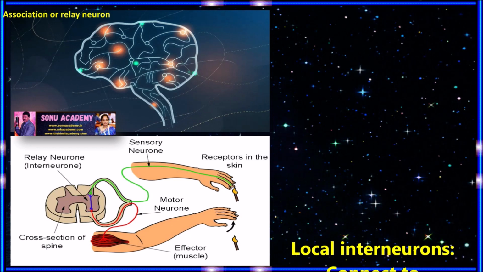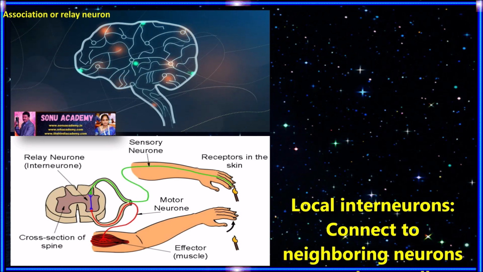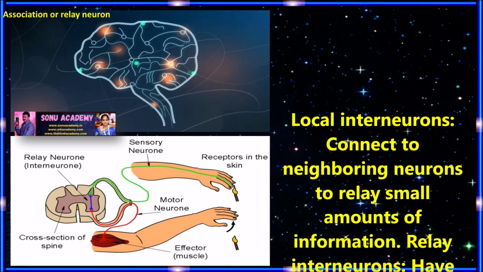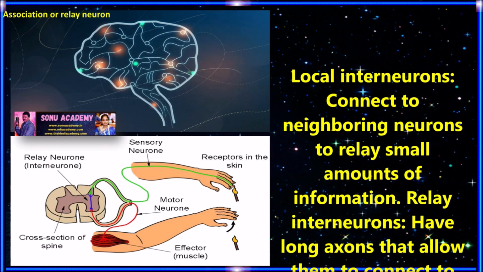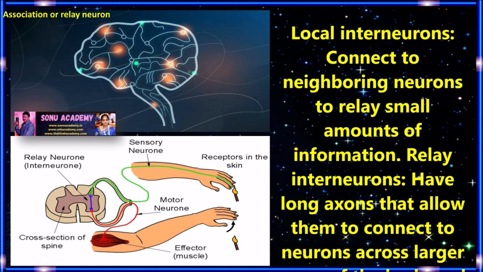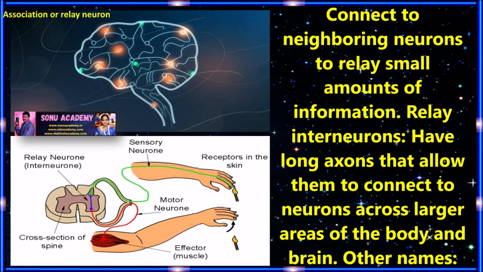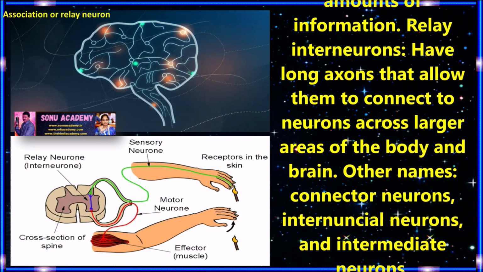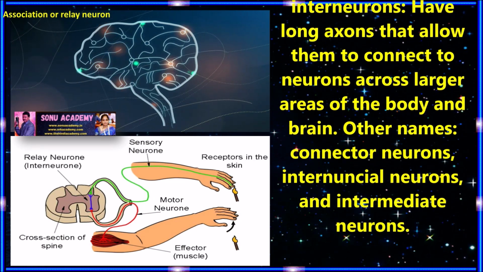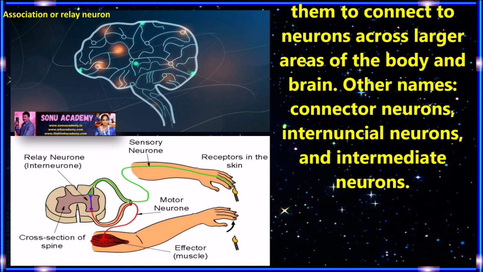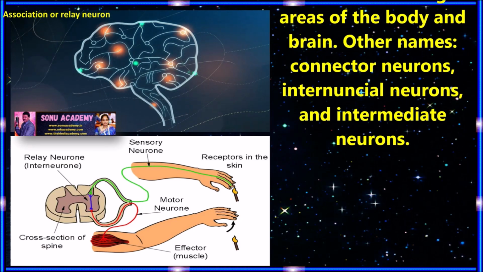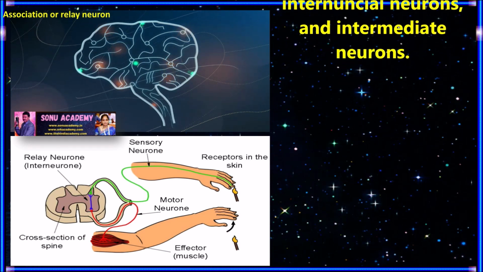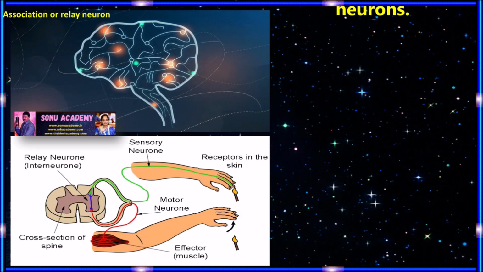Children, let us discuss the types of association neurons. First one is local interneurons. These local interneurons are connected to neighboring nerves to relay small amounts of information. Second one is relay interneurons. These relay interneurons have long axons that allow them to connect to neurons across larger areas of the body and the brain. The other names of association neurons are connector neurons, internuncial neurons, and intermediate neurons.